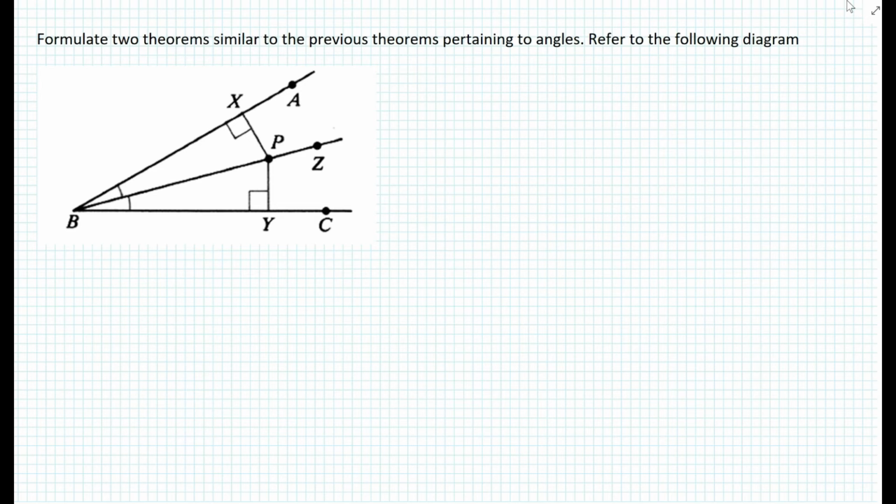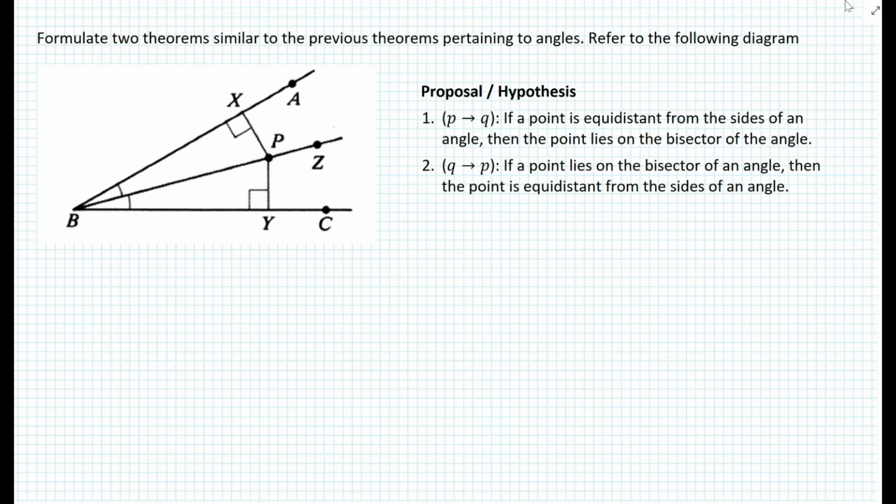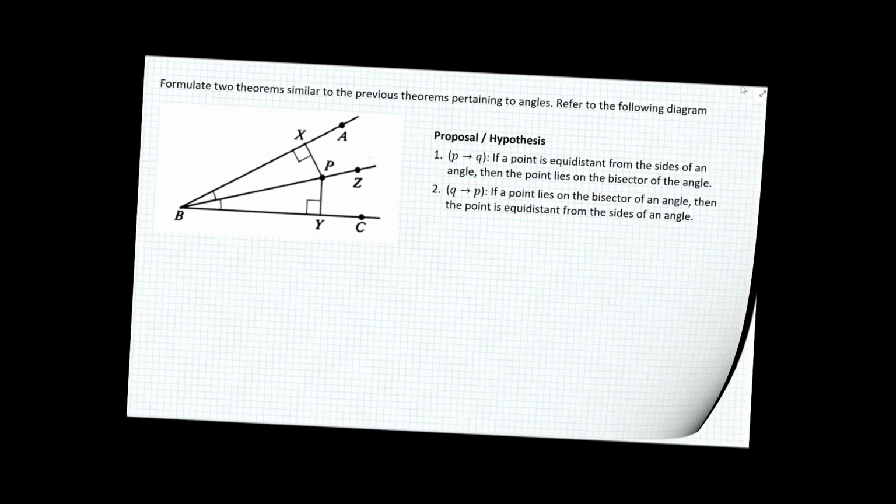So let's write it out. So here's the proposal for the first conditional statement. If a point is equidistant from the sides of an angle, then the point lies on the bisector of an angle. What about the converse of the statement? So let's write it out. If a point lies on the bisector of an angle, then the point is equidistant from the sides of an angle. The question is, is it always true or not?